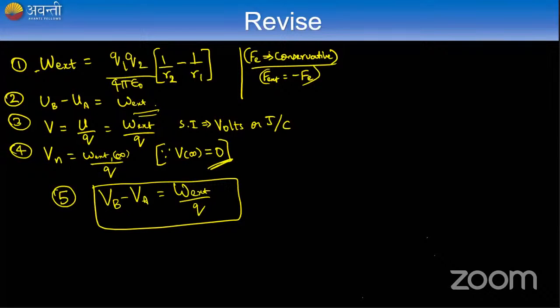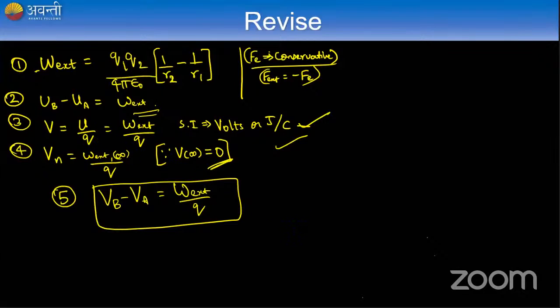What is the difference between this equation 3, equation 4, and equation 5? Are they one and the same or different? Yes, all are the same, but in the third and fourth cases I have taken infinity as the reference, voltage at infinity as reference. So I have written V is equal to U by Q, right? Okay, this much we had learned.